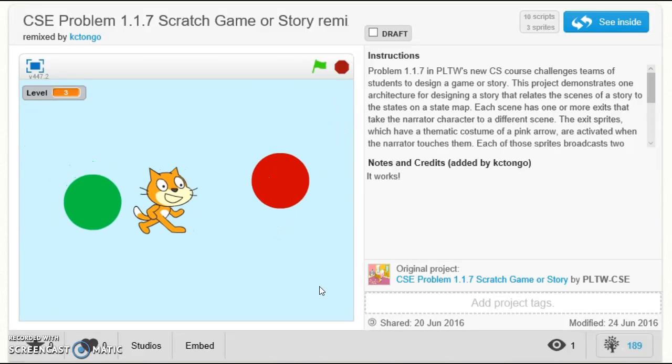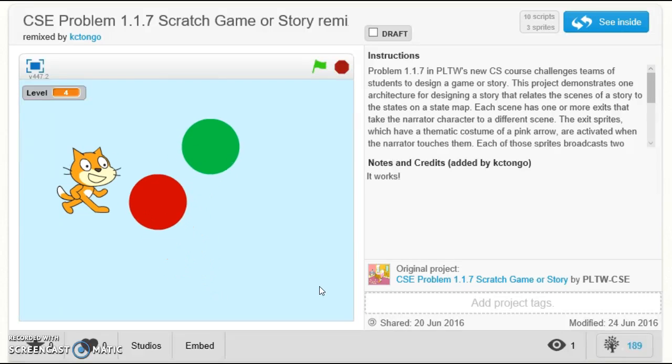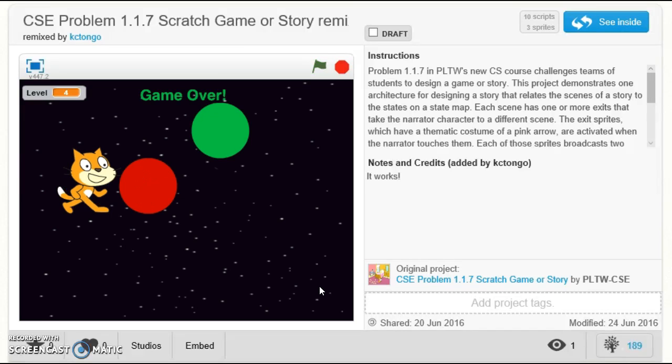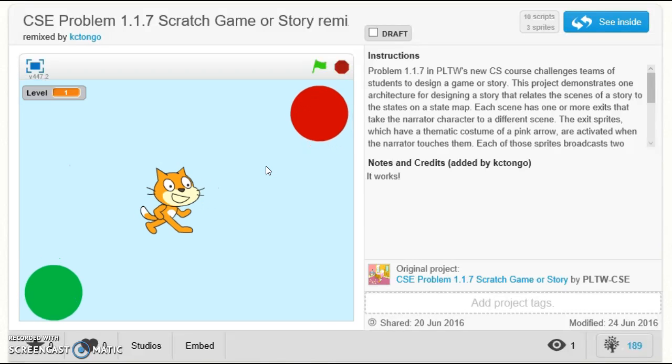And what happens, there's a level counter on the left hand side there, and the object is not to allow the red one to hit, which is just what happened there. And so starting over, we'll see how many levels I can get up to.